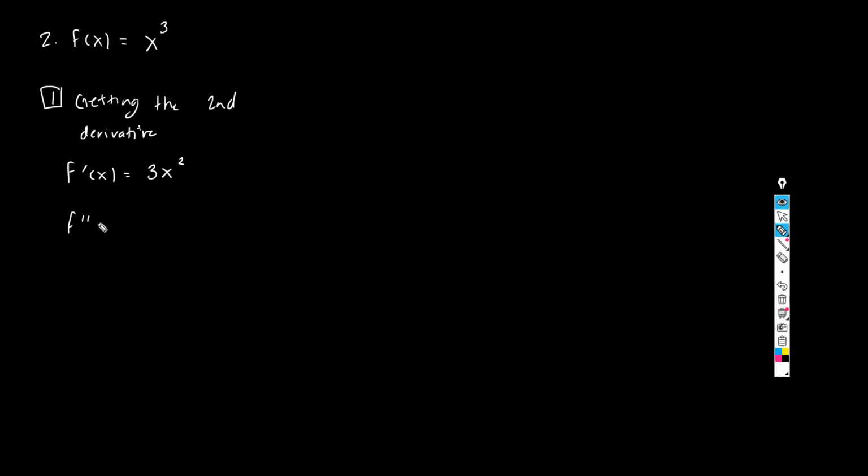So, example 2, we have this function. Okay, we're going to start easy again. So, this function is x to the cube. And remember, the first step is getting the second derivative. Okay, so let's start with the first derivative. F prime of x equals 3x squared. And next, the second derivative is going to be equal to 6x.